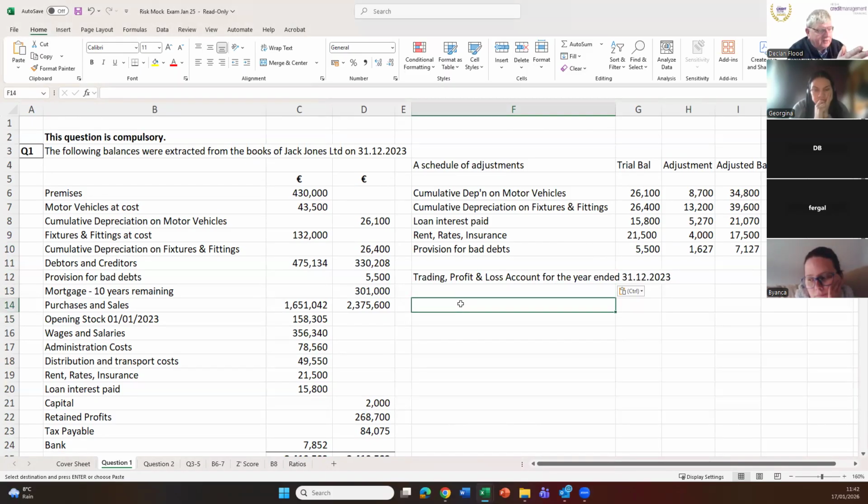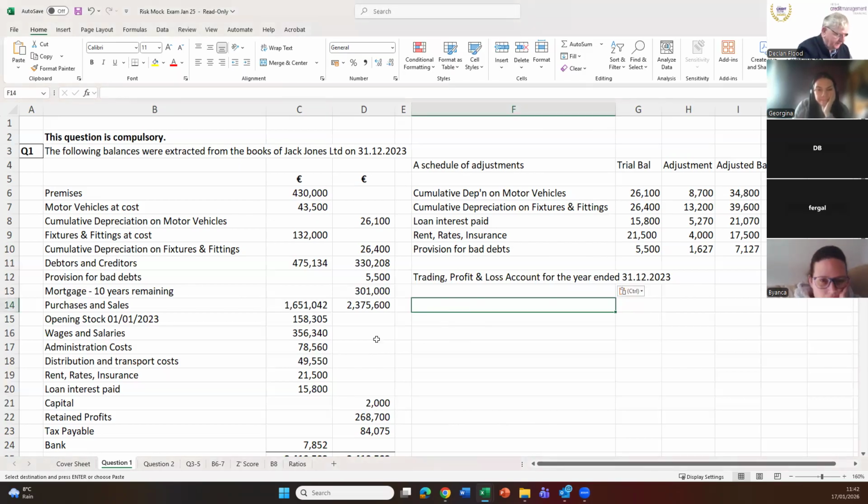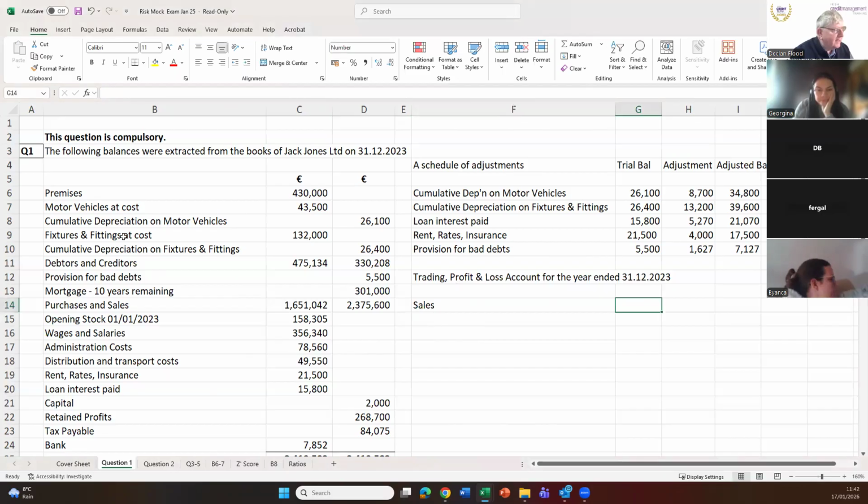All I have to do now is remember the format of the P&L, and this never ever changes. So where does it start? It always starts with sales, right? So we start with sales. And what are our sales? Where's the big figure? Purchases and sales. So that is your purchases figure, and that is your sales figure. So there's my sales figure there.